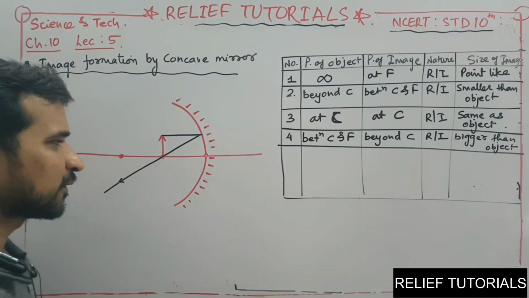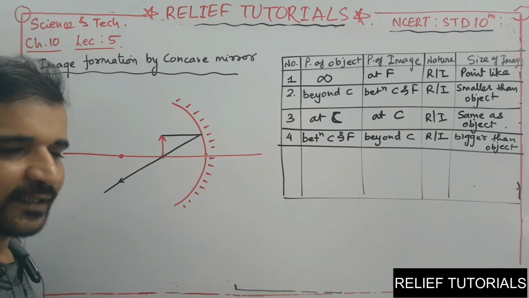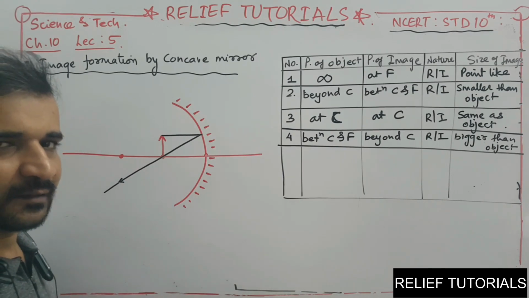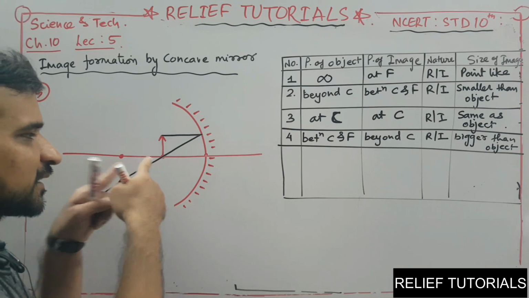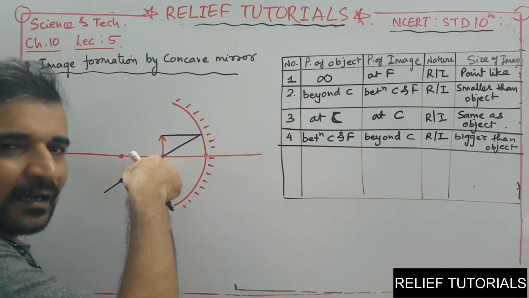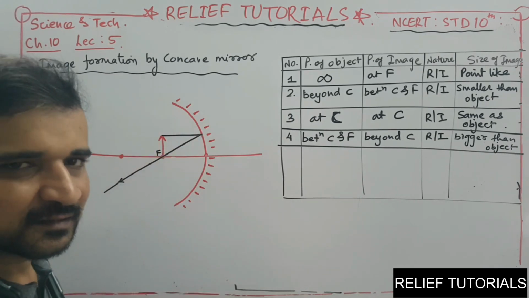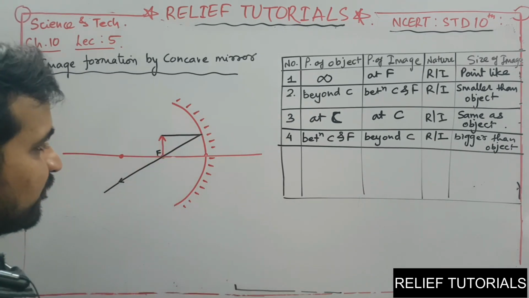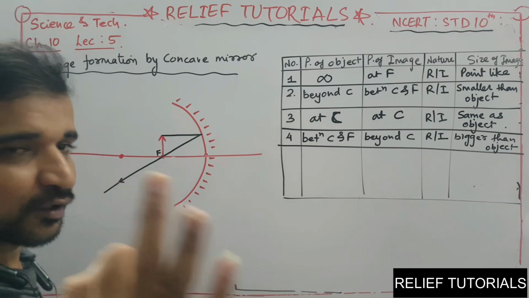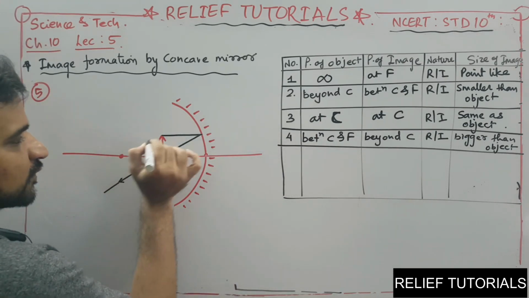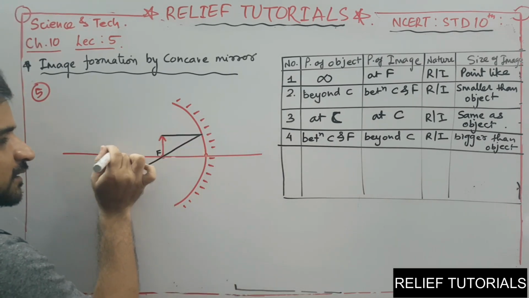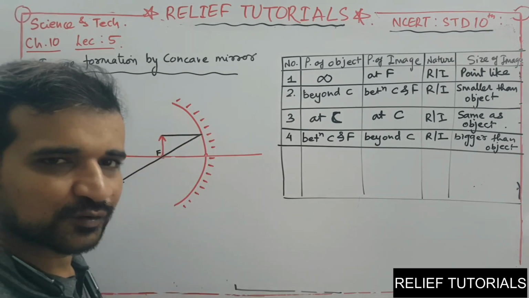Now the second rule of reflection we have seen is what? If the incident ray goes from F, it will reflect parallel. But here the object itself is on F, so we cannot use the incident ray from F. So compulsorily we have to use the third rule. Third rule is what? If the incident ray goes from C, it will reflect in the opposite direction.